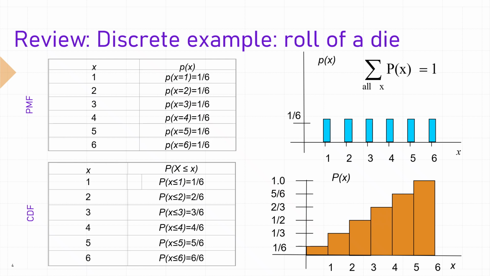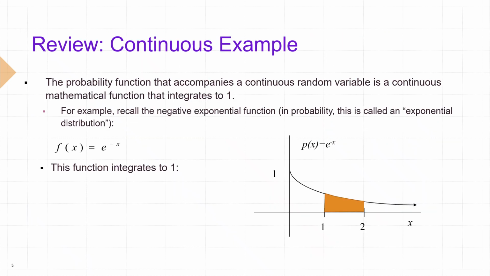This equals 1/2. We can continue in the same way to find the cumulative probabilities for 4, 5, and 6. The probability function associated with a continuous random variable is a continuous function that integrates to 1 over its entire domain. For example, consider the negative exponential function.